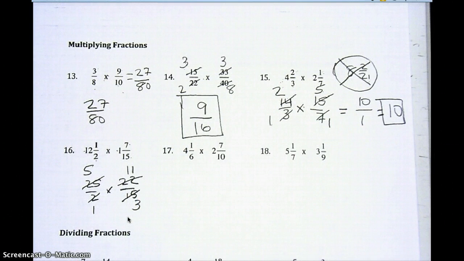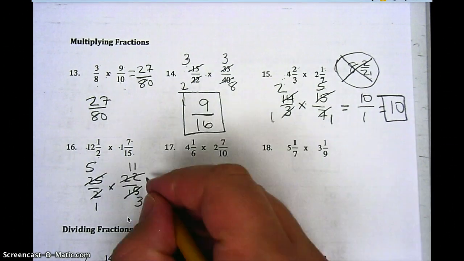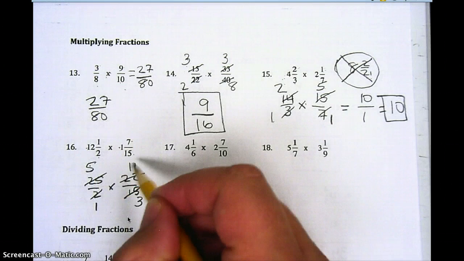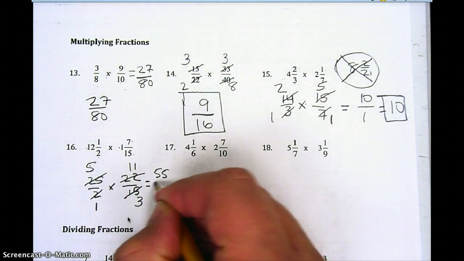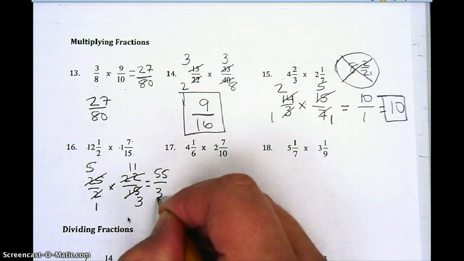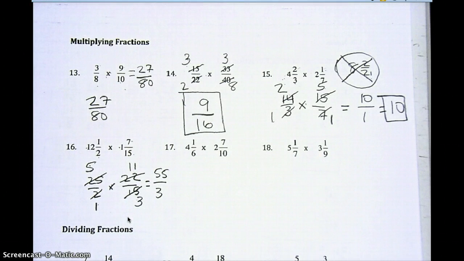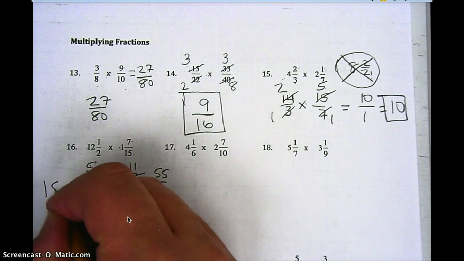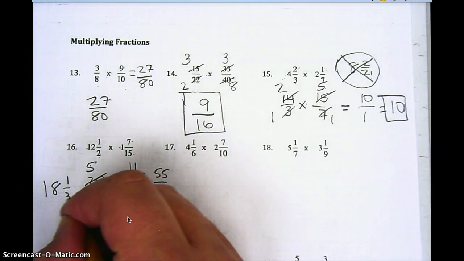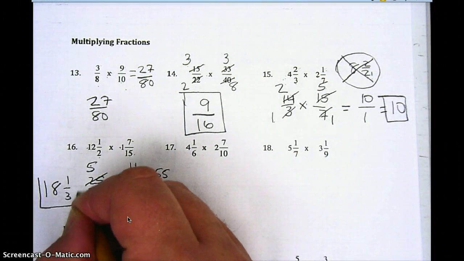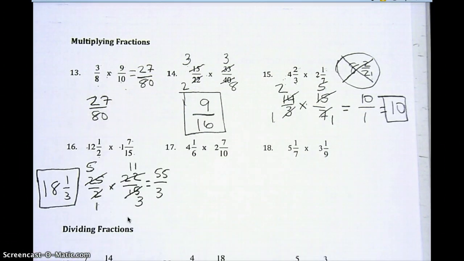So now I've reduced it as much as possible, so I multiply the top and I multiply the bottom. 5 times 11 is 55. 1 times 3 is 3. So now I have an improper fraction. So let's change it to a mixed number. How many times does 3 go into 55? Well, I could figure that out, and it's 18, and I have 1/3 left over. So the answer for that question is going to be 18 1/3.